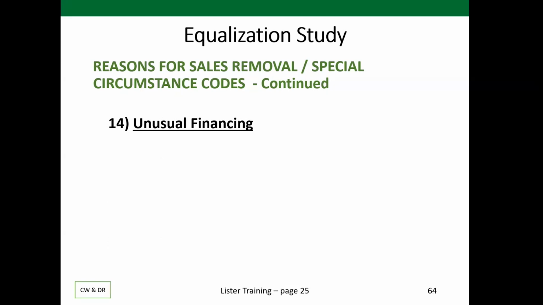Unusual financing is a fun one for me, only because I have a very tax-oriented brain. So what we're looking for here is not that they paid cash, right? Cash is not inherently unusual financing. What we're looking for is whether or not the property had a mortgage, maybe with the seller of the property, maybe owner financing, and what are the terms of that mortgage?